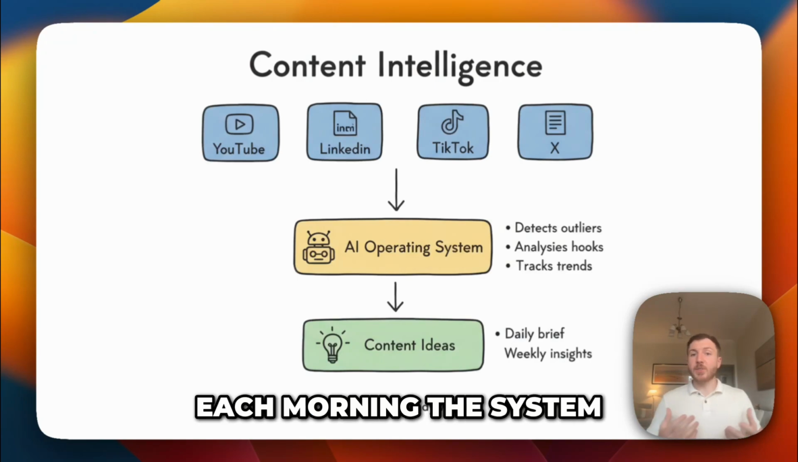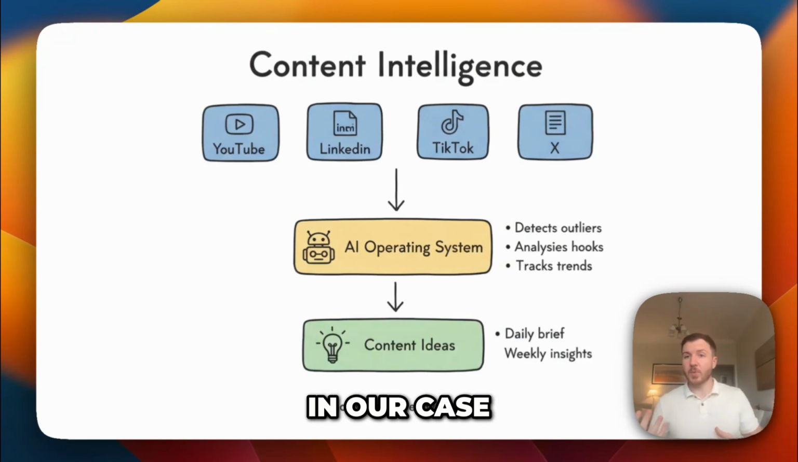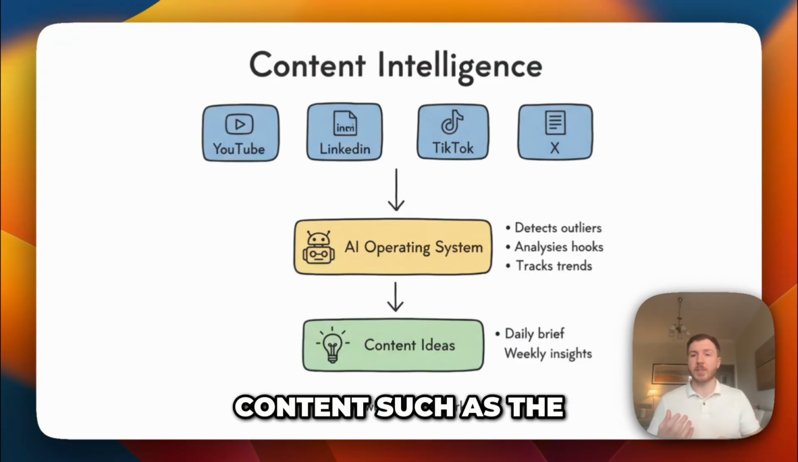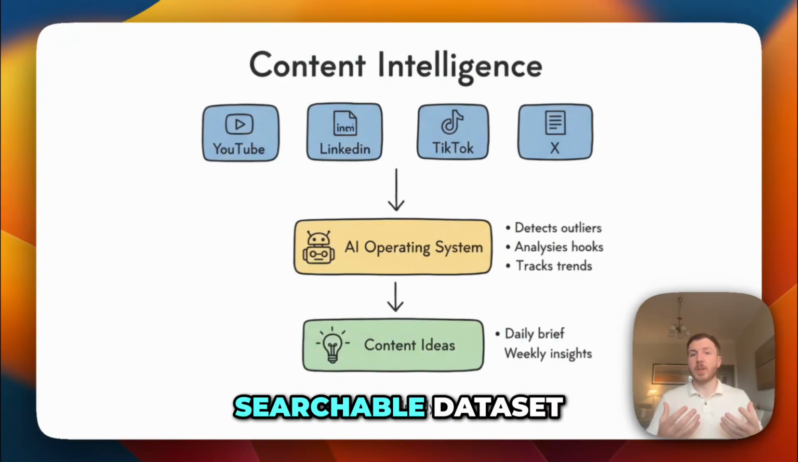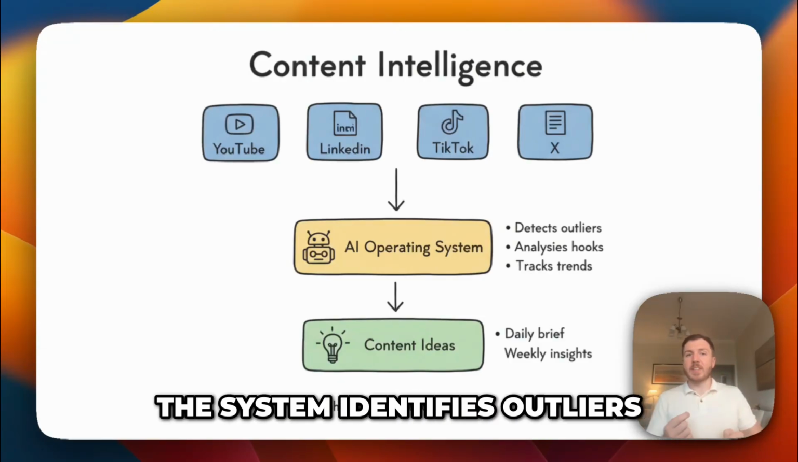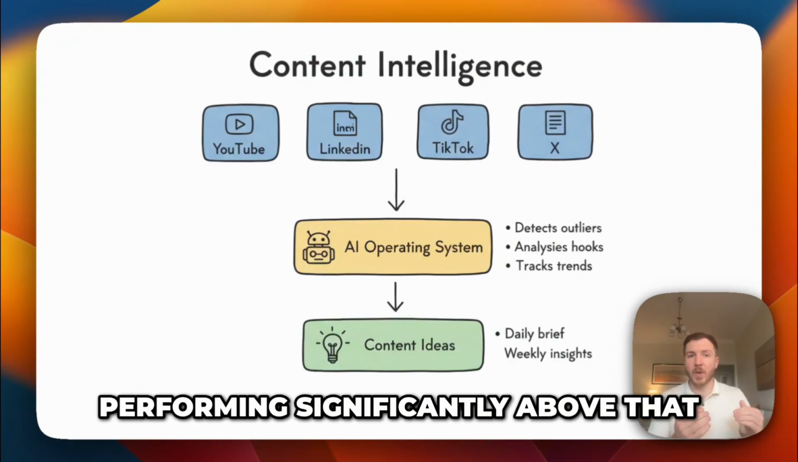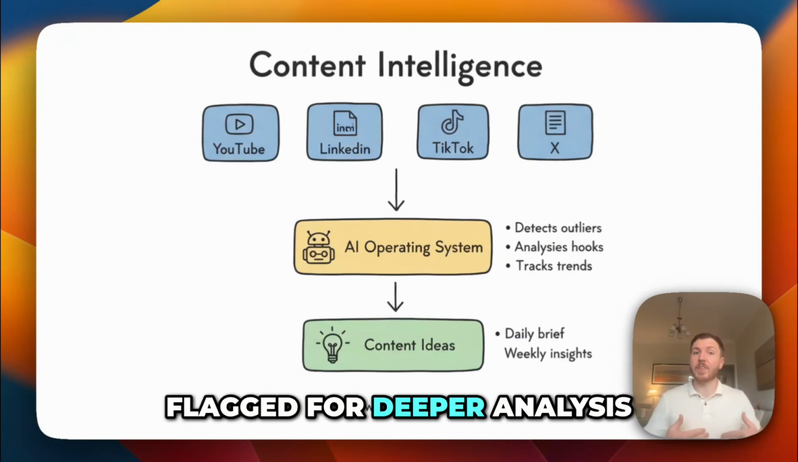So in practice, each morning the system collects content from different platforms. In our case, we have it scan YouTube, LinkedIn, TikTok, X, and posts are stored with metrics around that content, such as the views that it received, engagement, captions, transcripts, and this builds a searchable data set for our niche. The system identifies outliers, so content that is performing significantly above that creator's normal performance. And these posts are flagged for deeper analysis.